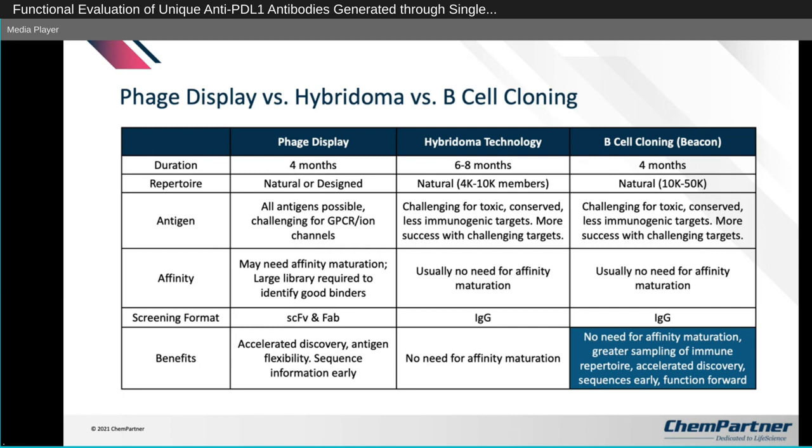But what we really feel is transformative with B cell cloning, especially on Beacon platform, is that you are able to really screen deeper into the immune repertoire. In addition to possibly skipping the overall affinity maturation process, that great sampling of the immune repertoire really enables accelerated discovery as well as evaluating what the sequences are early in the process. And what's most important is being able to move function forward in the drug discovery process.